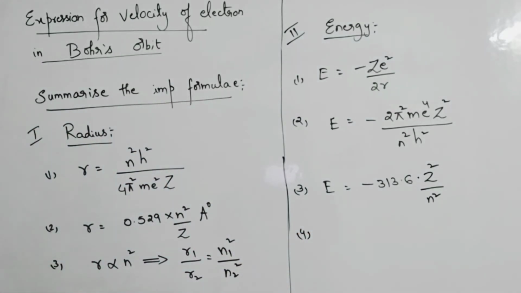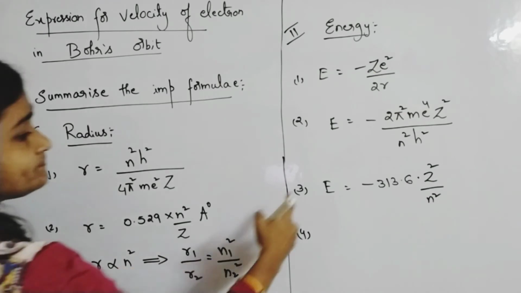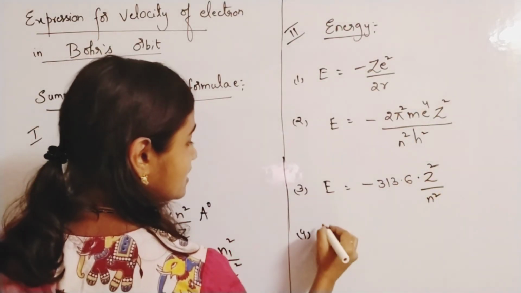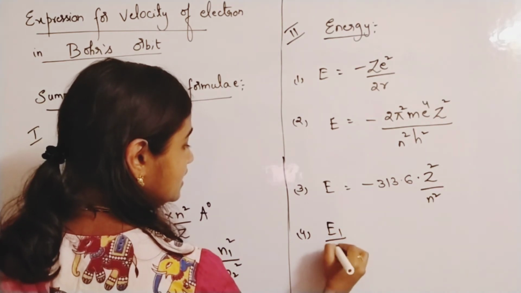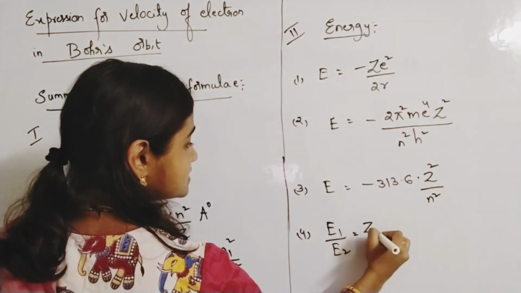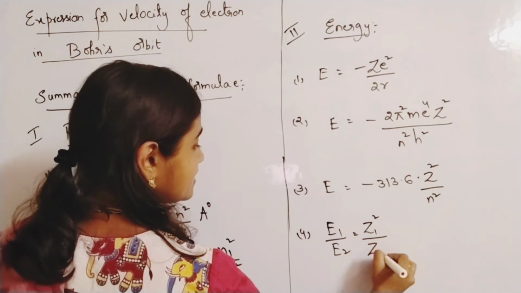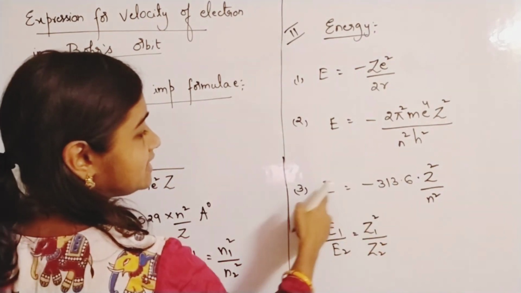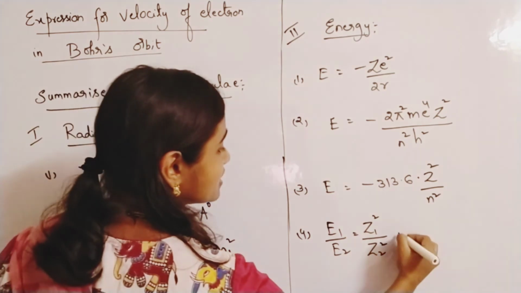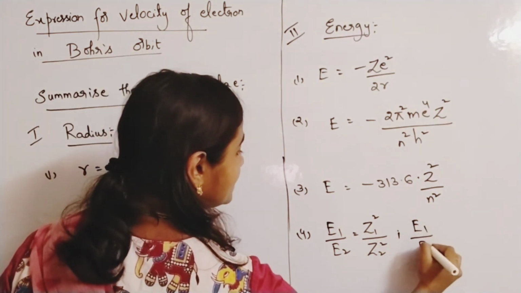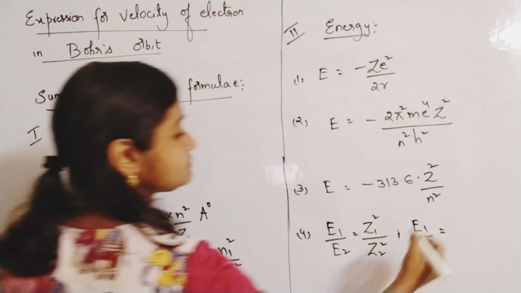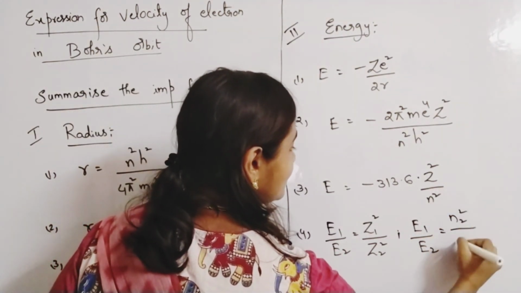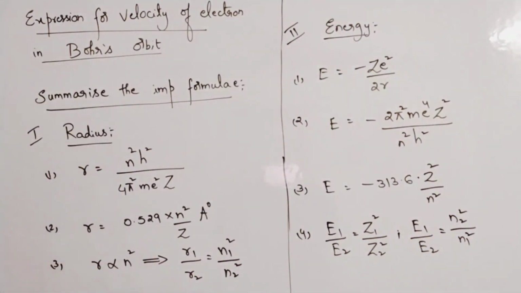And next you have one more formula for energy. As E and Z are directly proportional, you have E1 by E2 is equal to Z1 square by Z2 square. And as E and n square are inversely proportional, you have one more formula. E1 by E2 is equal to n2 square by n1 square. Okay. So like this also you have formulas. Please note down all these formulas so that they are very, very important for doing numericals.